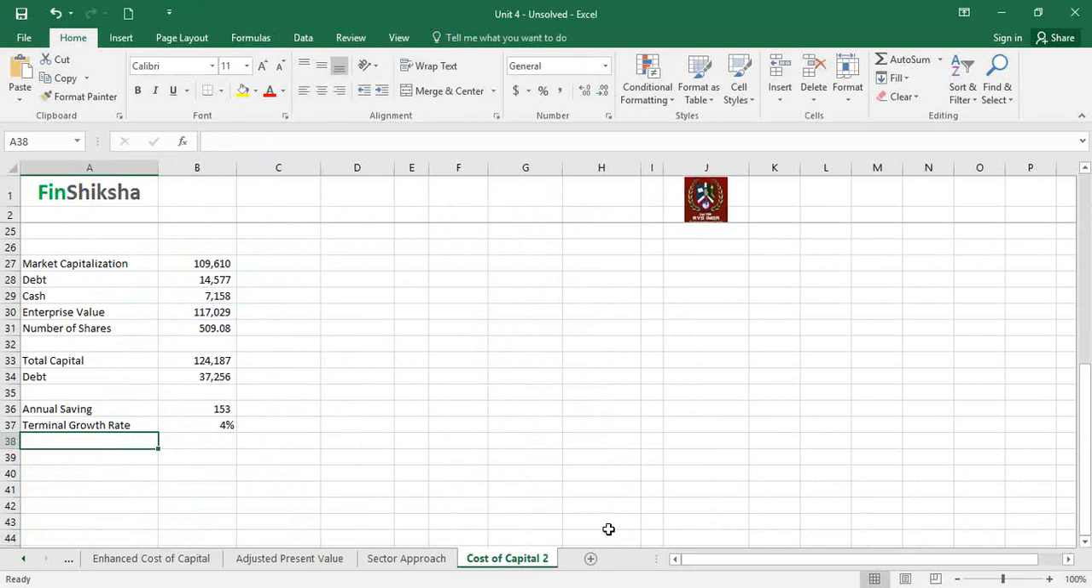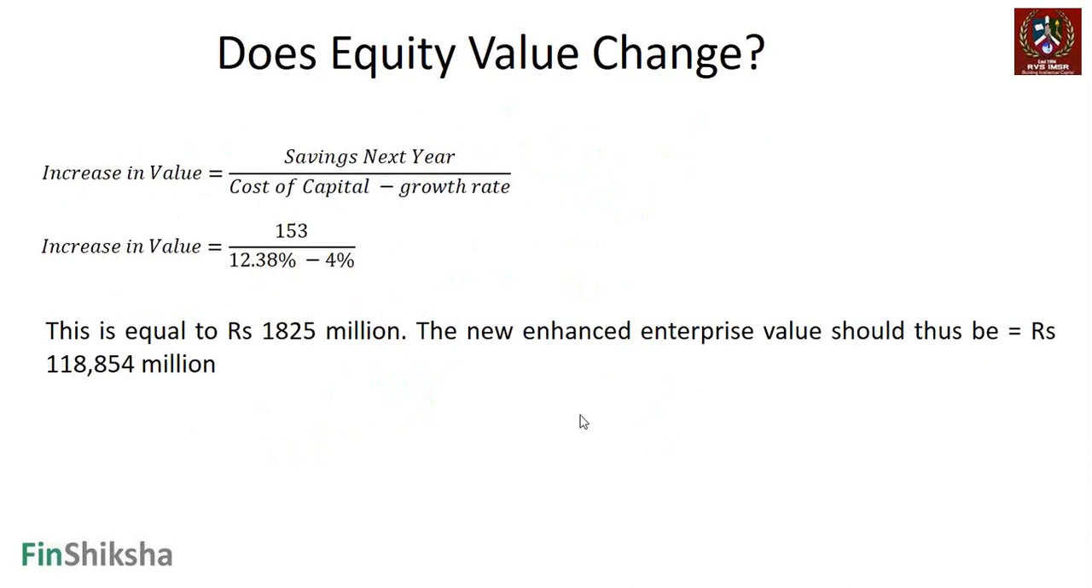That was what we had seen earlier in our calculation. So terminal growth rate is 4%, based on which we arrive at the number of what is the savings every year. That's the perpetuity that we are getting, divided by cost of capital minus the growth rate, right? So we solve for this 153 upon 12.38 minus 4%. What we get is 1825 million. And this is the saving, this is the increase in value. So your enterprise value should go up to this number, correct?